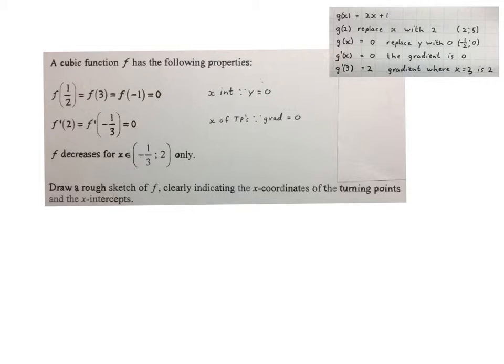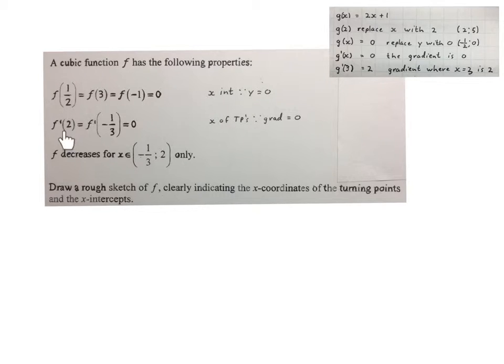Now, this is a typical question that must be understood by grade 12s. They tell us here that a cubic function, f, has the following properties. F of a half equals f of 3 is equal to f of minus 1 is equal to 0. From what we learned up here, they're giving us the x values where the y value is 0. That means these are my x-intercepts because my y is 0.